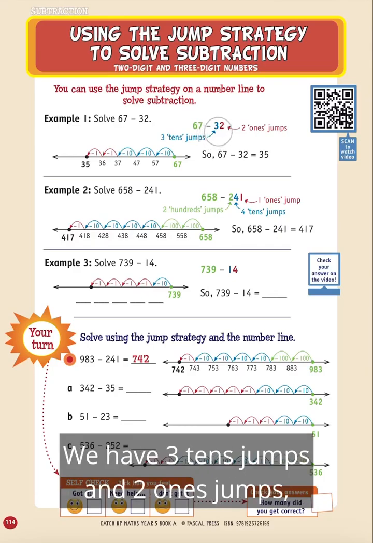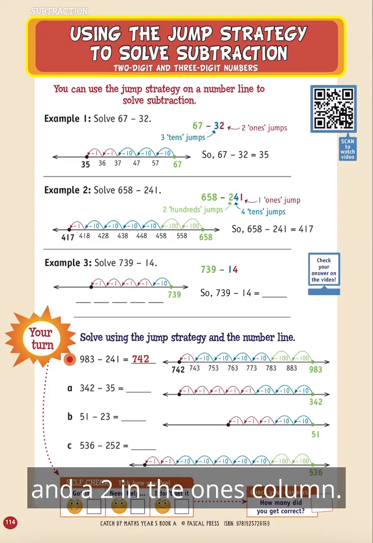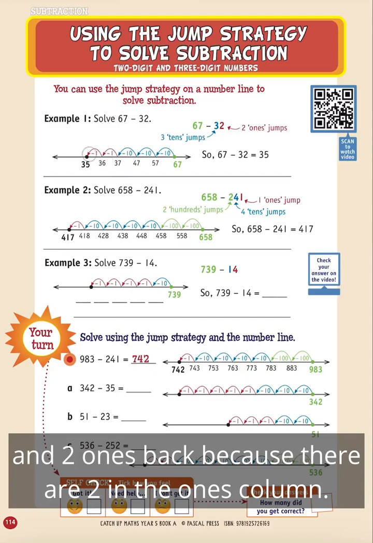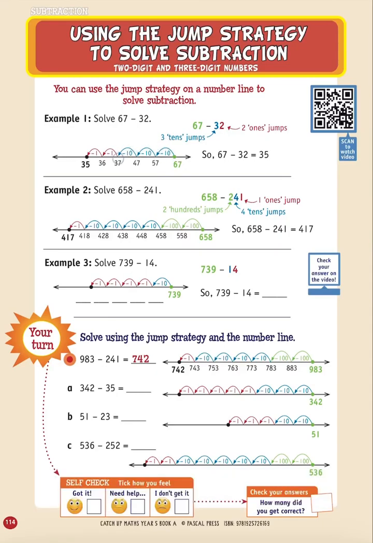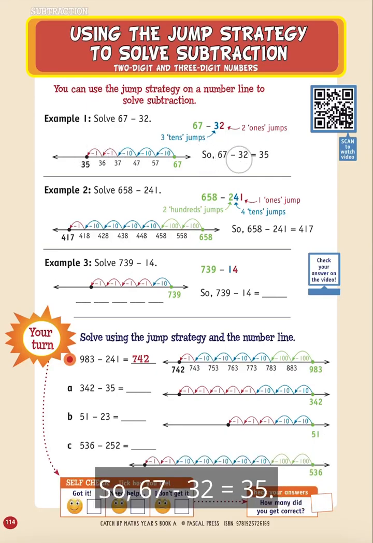We have 3 tens jumps and 2 ones jumps, because there's a 3 in the tens column and a 2 in the ones column. So we're jumping 3 back, which is 30, and 2 ones back, because there are 2 in the ones column. So we start at 67, 57, 47, 37, and then we're jumping back 2 ones, 36, 35. So 67 minus 32 equals 35.